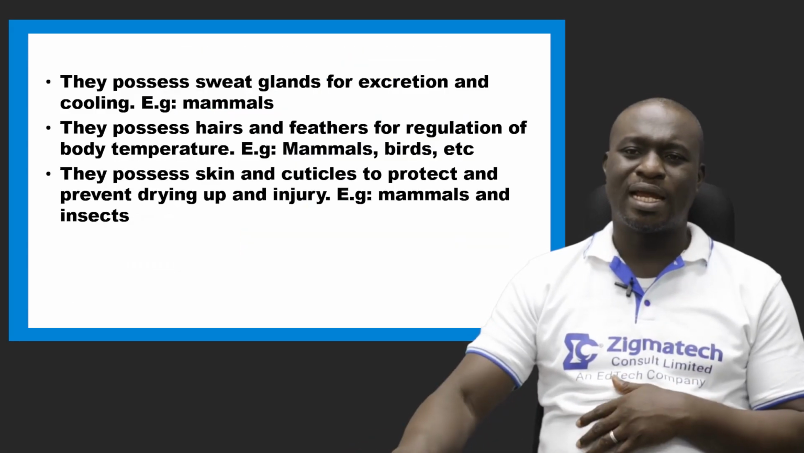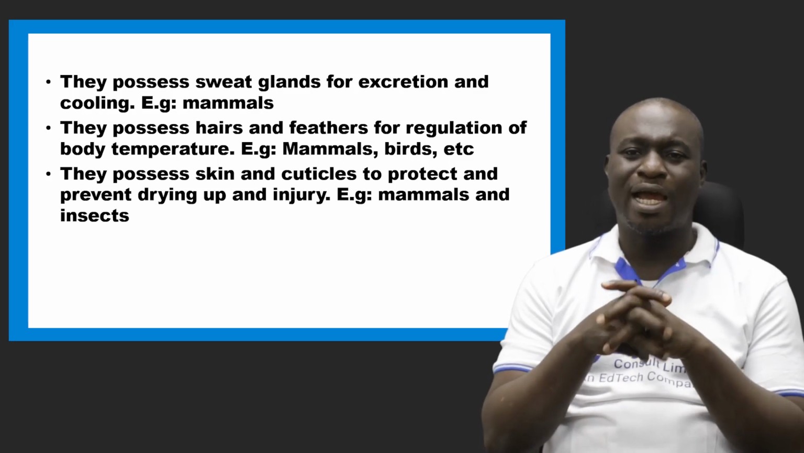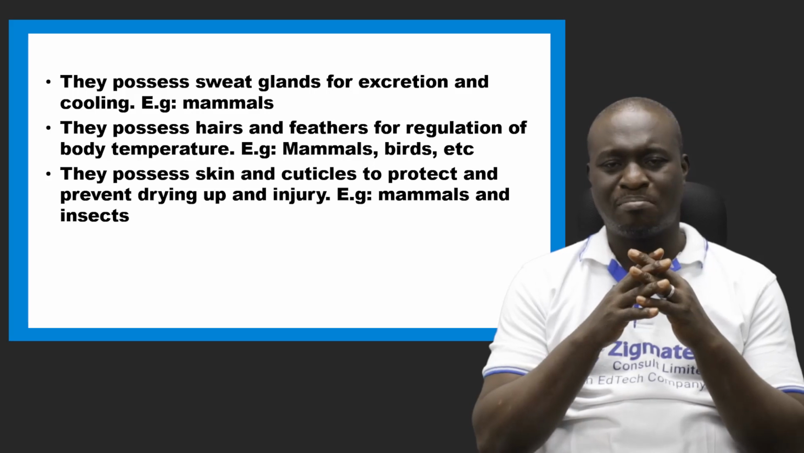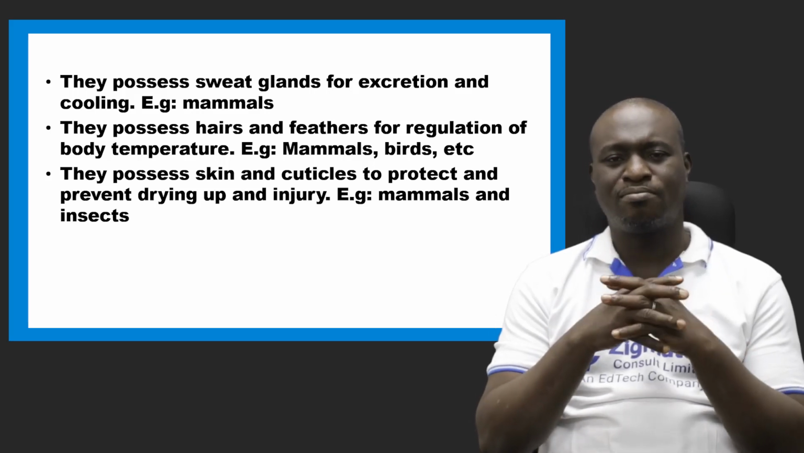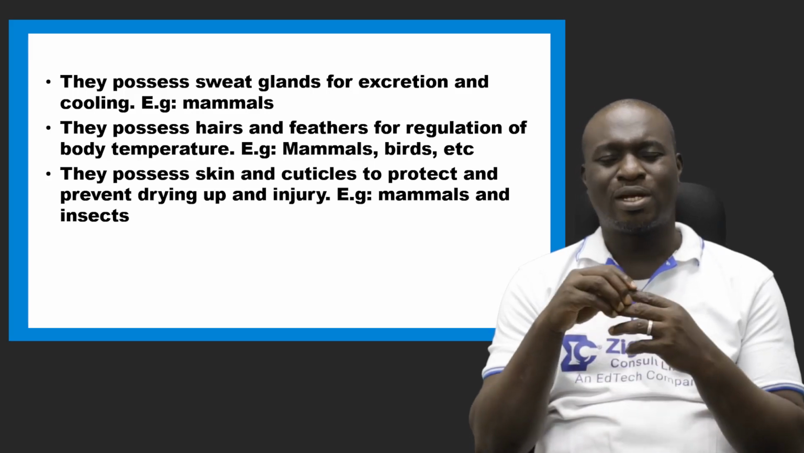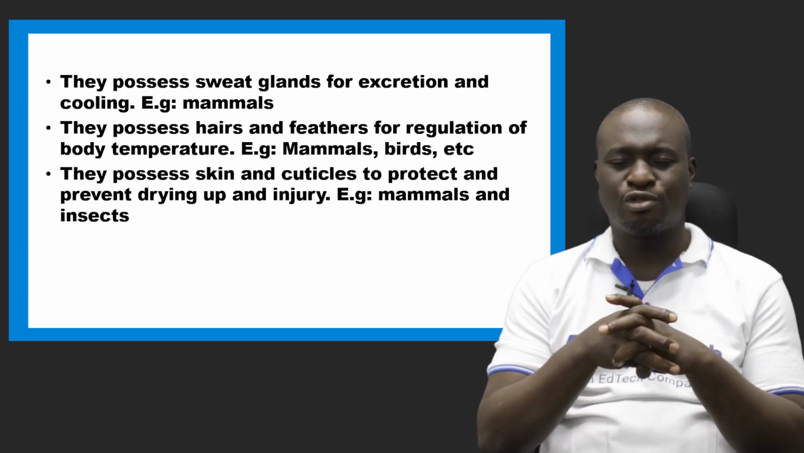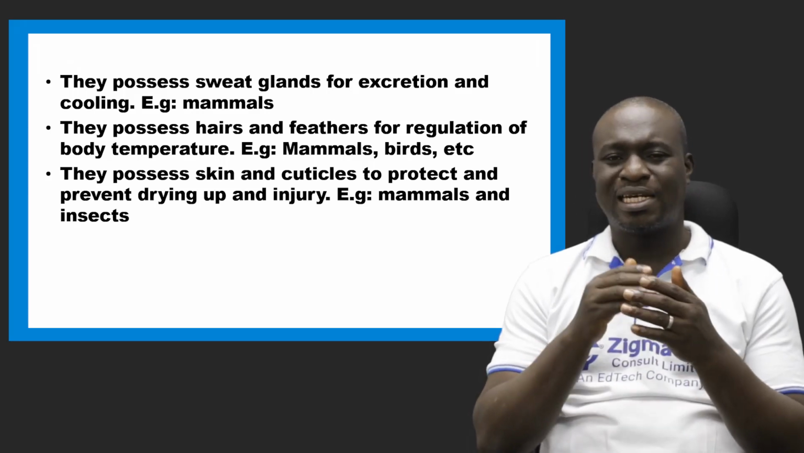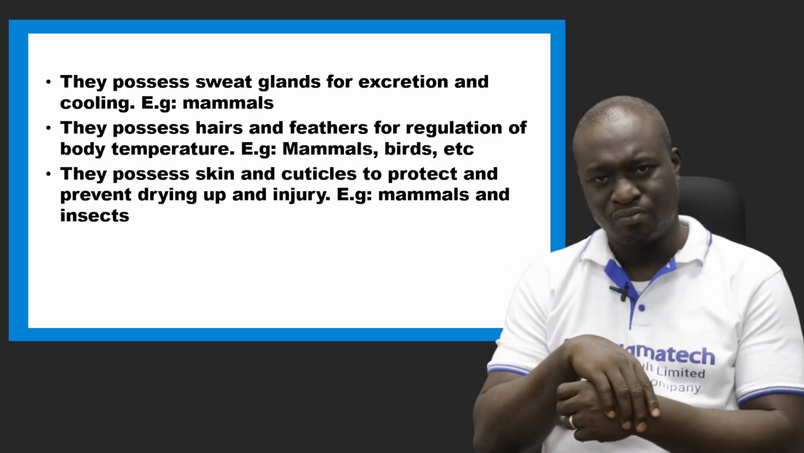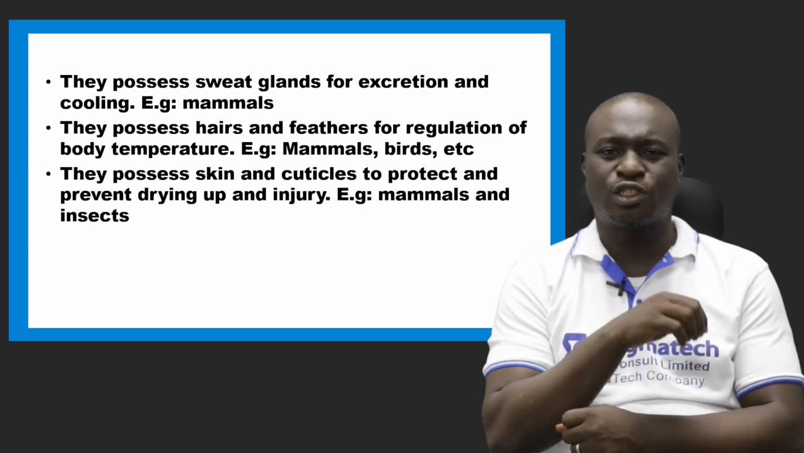The next one is that they possess sweat glands for excretion and for cooling. You see sweat glands mostly in mammals. An example is man, or humans. We have sweat glands, and the sweat glands are a means of excretion. If you check our videos on excretion, we said that one of the organs for excretion is the skin, and what the skin excretes is sweat.